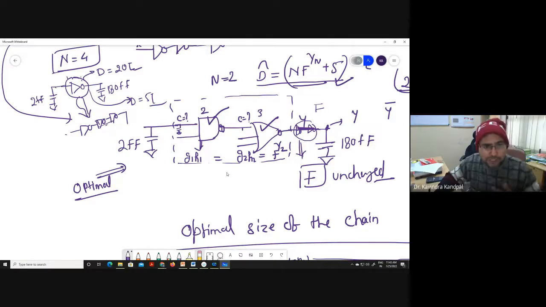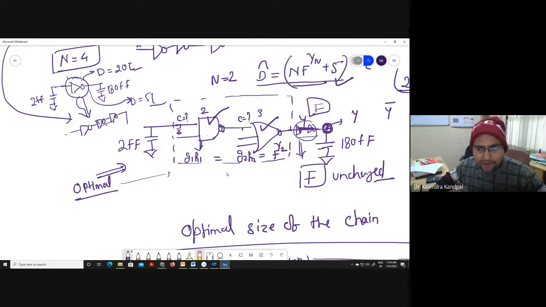Yes, sir. And we also know that addition of an inverter is not changing your F. It is not changing your path effort. That is why saying right now that we have optimized this particular chain when there are only two blocks may not be the right answer, because even if you add extra inverters, it doesn't matter whether I get the true form of the output or the complementary form of the output. You have the liberty to add inverters.